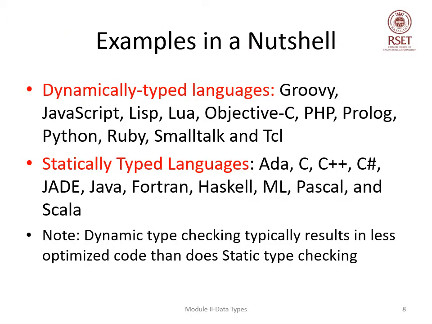I've put together the examples for dynamically typed languages and the statically typed languages into a nutshell. In dynamically typed languages, we have JavaScript, Lisp, PHP, Prolog, Python, Ruby, etc. And in statically typed, we have Ada, C, C++, C Sharp, Java, Fortran, ML, Pascal, etc.